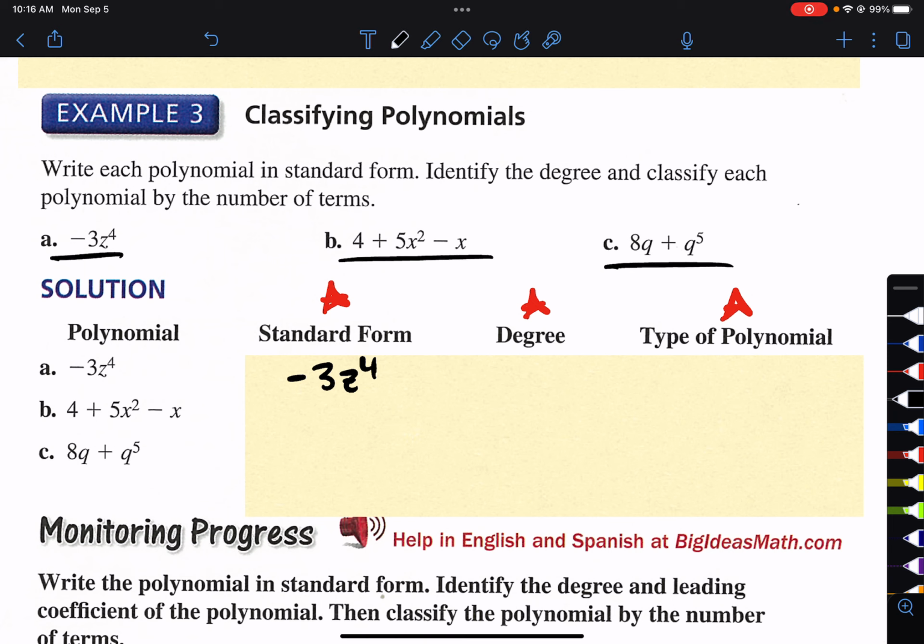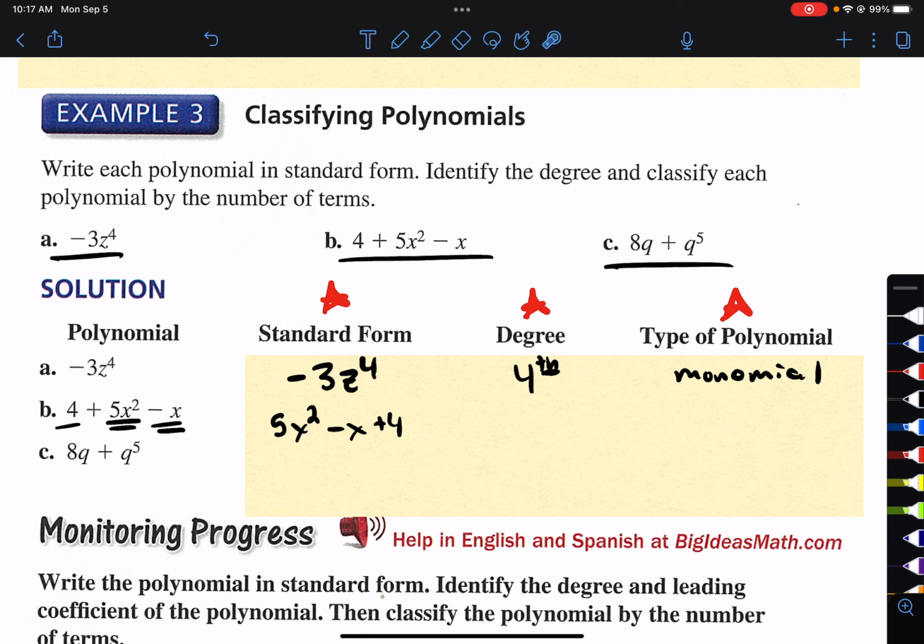I don't have to move anything around. Degree, the way you find the degree is you look at the largest exponent. So this would be a 4th degree polynomial. And what type of polynomial is it? Well, there's only one term, so it's a monomial, right? Okay, part B, 4 plus 5x squared minus x. Standard form, my biggest x goes first, so 5x squared goes first. Then I work my way down, so then I'm going to do minus x and then plus 4. I start with my biggest exponent, I work my way down.